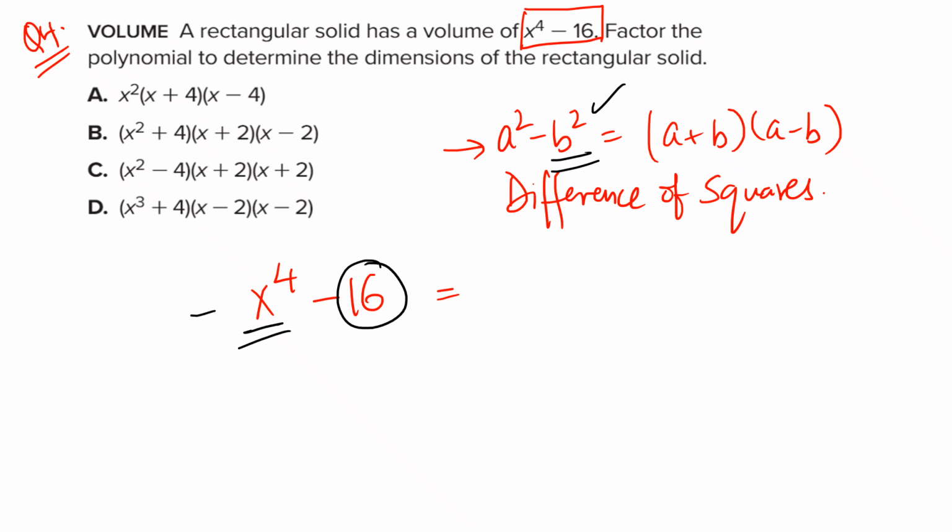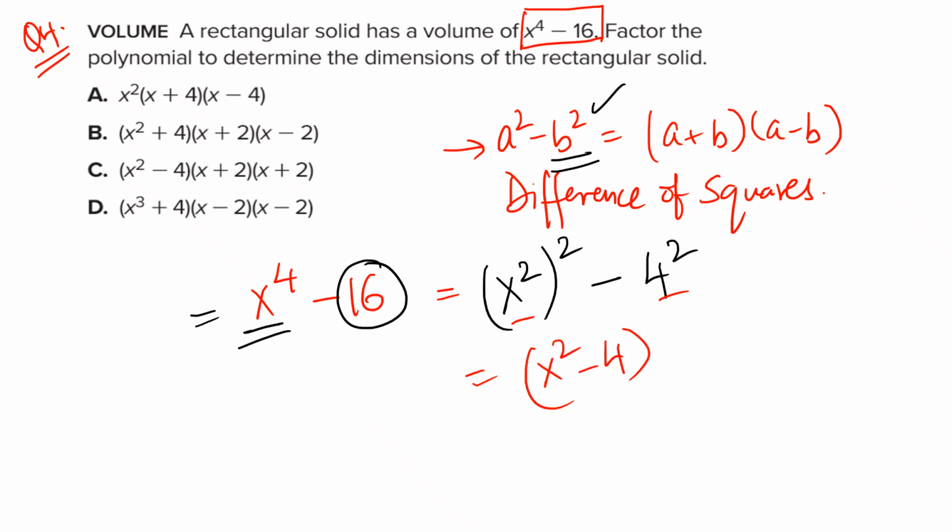Similarly, x^4, how can I write it like a perfect square? I can replace x^4 with (x^2)^2, and then 16 definitely is the perfect square of 4. So this is how I'm ready to apply my difference of squares identity. The first term is x^2, the second term is 4. So one is negative, one is positive.